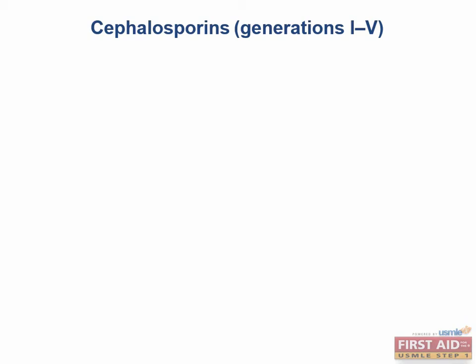Now let's move on to discuss the cephalosporin drugs. These are beta-lactam drugs that also inhibit cell wall synthesis by binding transpeptidases and interfere with the peptidoglycan cross-linking. Like penicillins, they have bactericidal activity, but luckily are less susceptible to beta-lactamases. The cephalosporins are grouped into 5 generations.